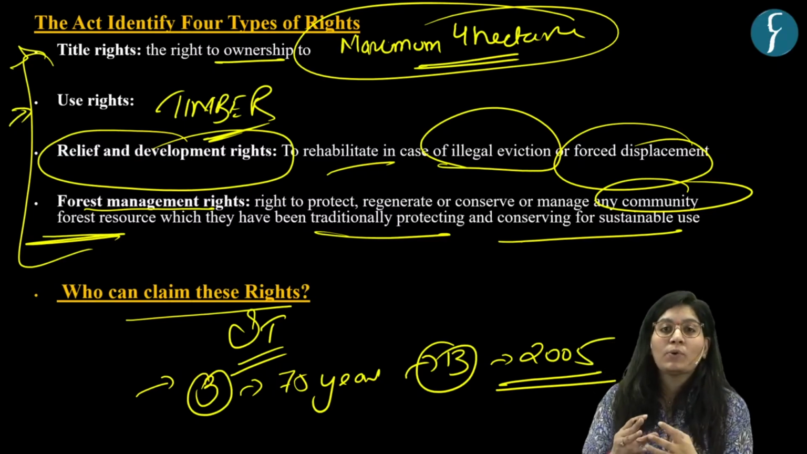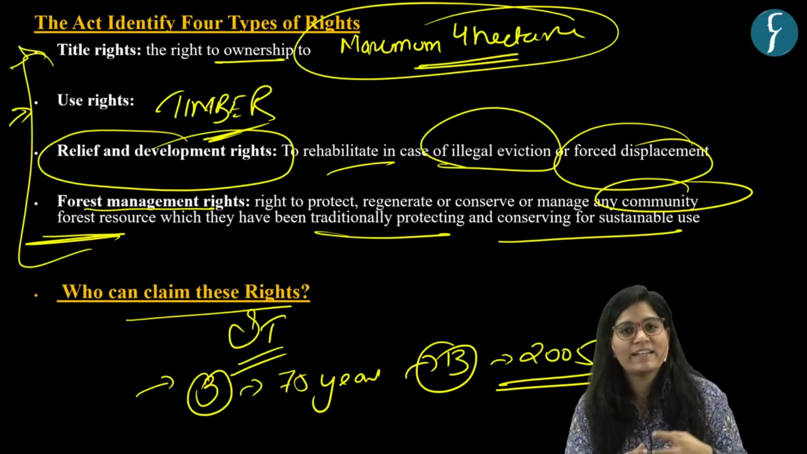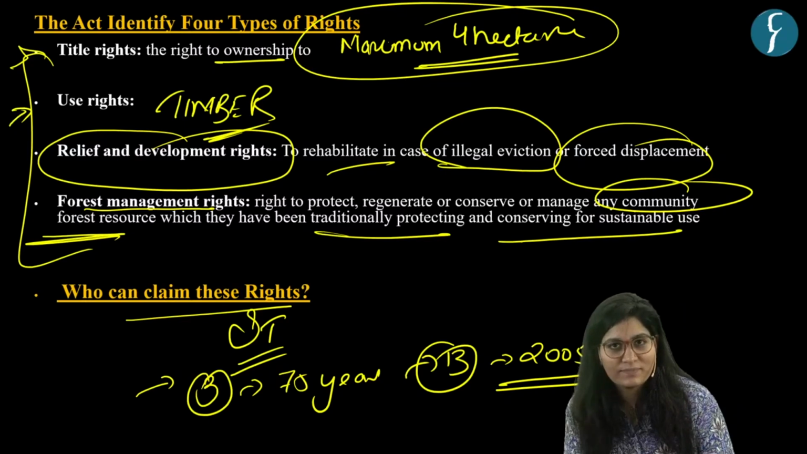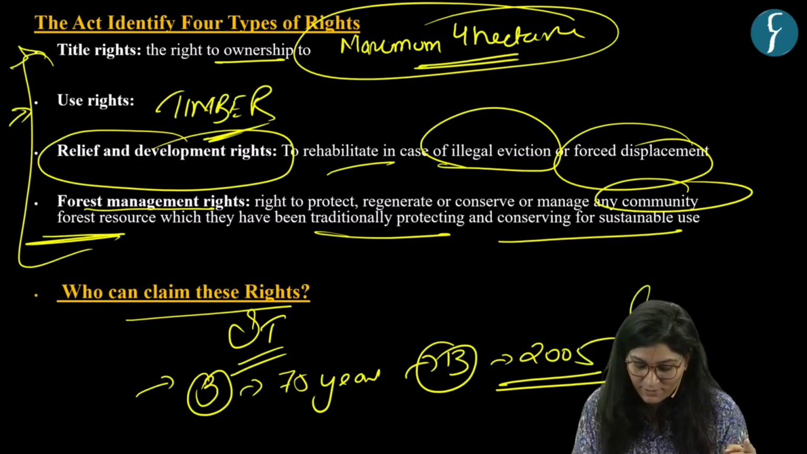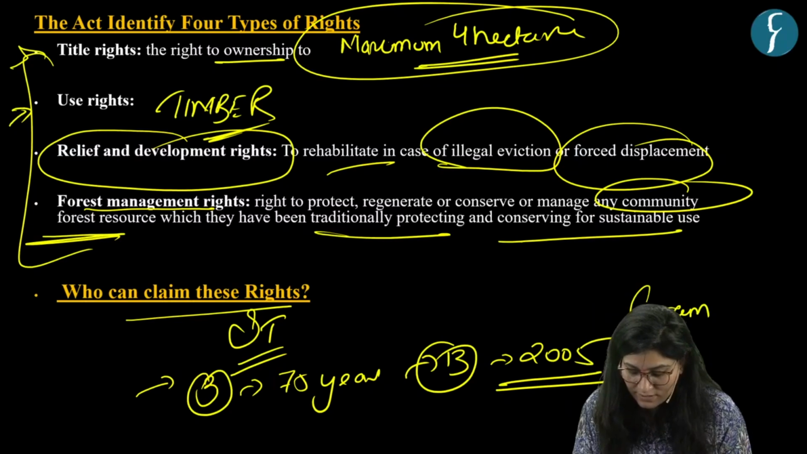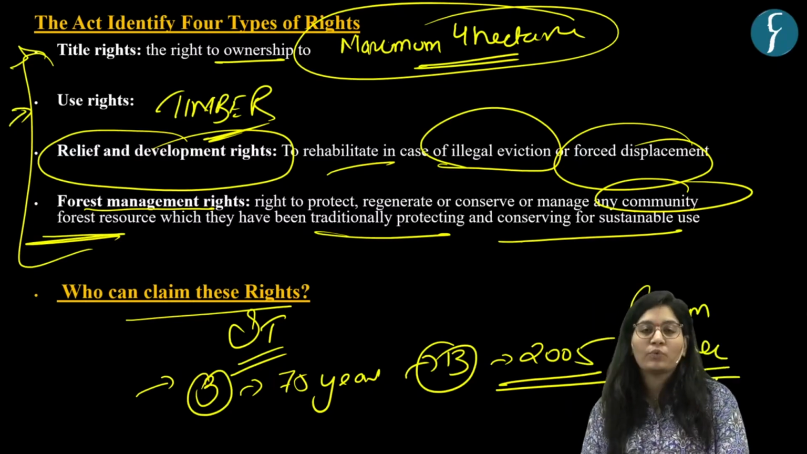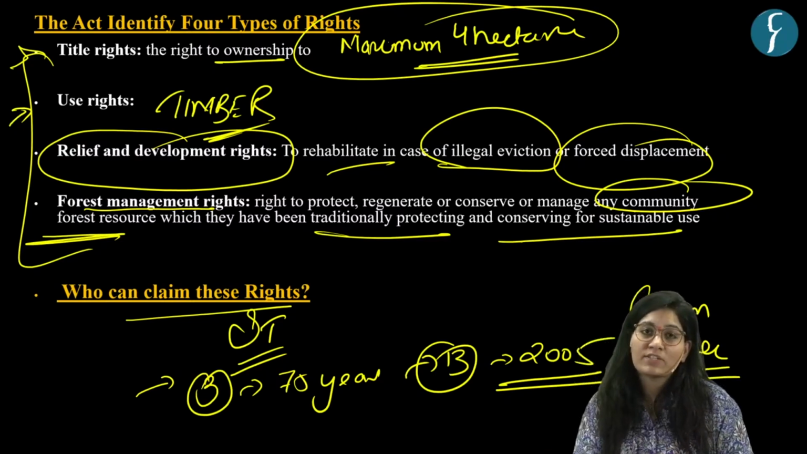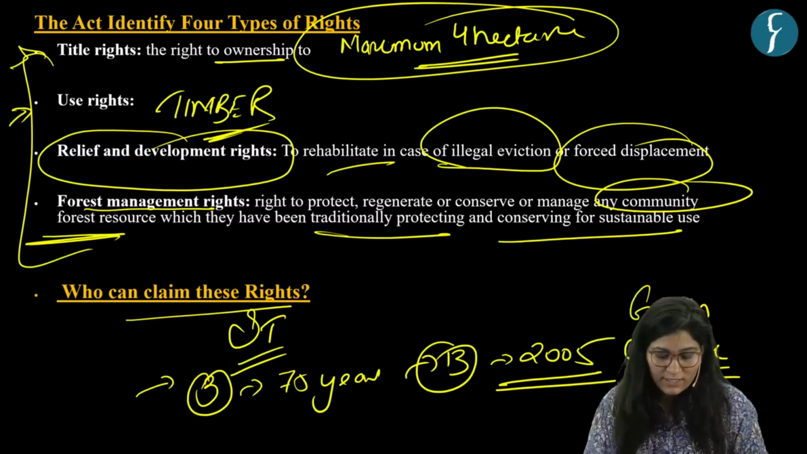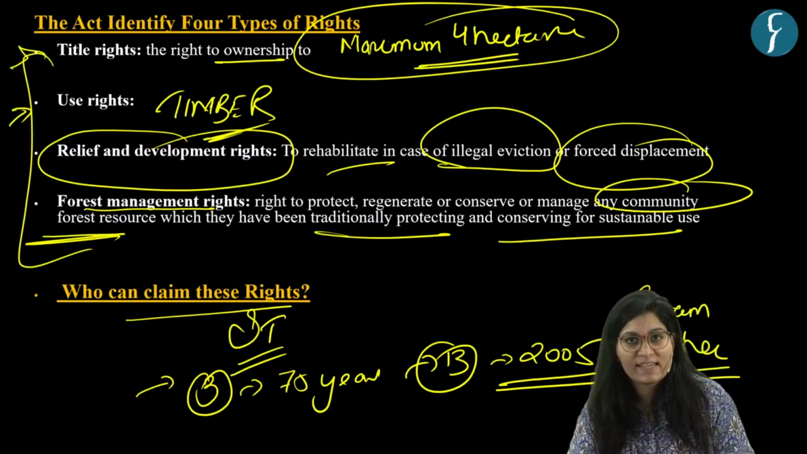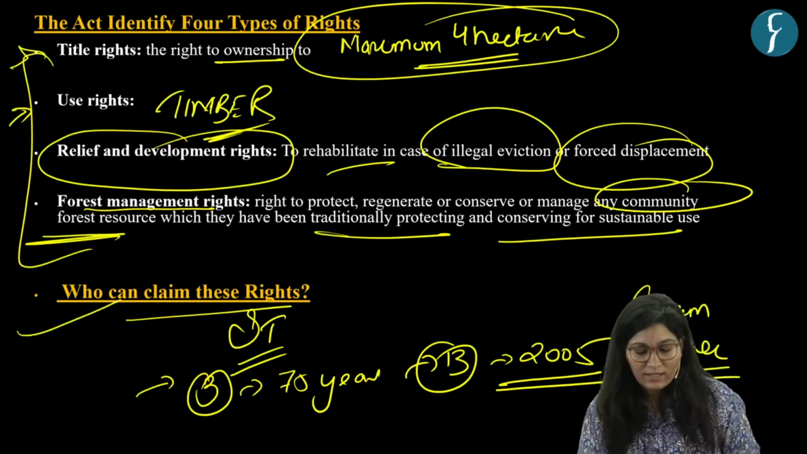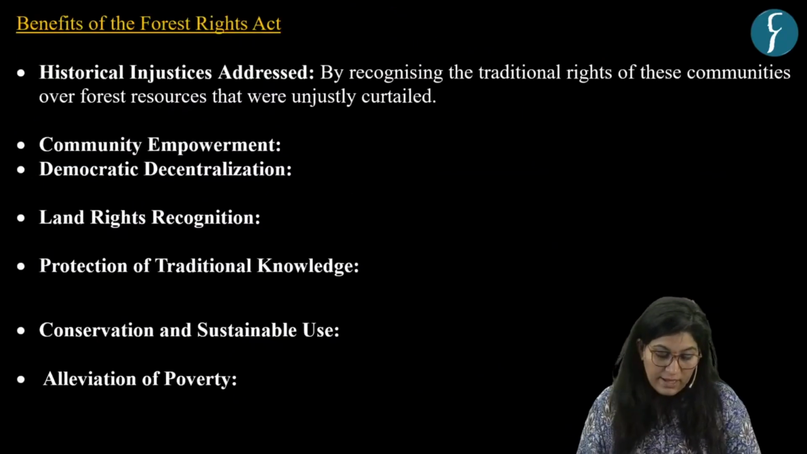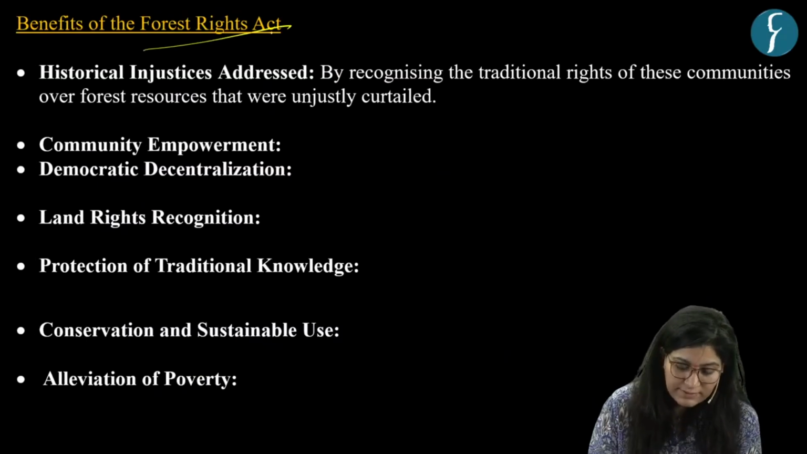Now, who is the governing authority? Who will find out the nature and extent of these rights, of individual rights, community forest right? Yes, Gram Sabha. Gram Sabha is the authority who will determine the nature and extent of individual forest right and community forest right. Okay, so here we discussed the four types of rights and who can claim these rights. Next, let's discuss benefits of Forest Right Act.